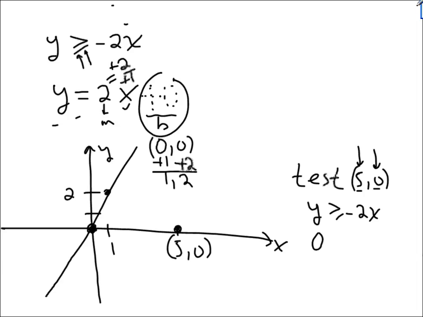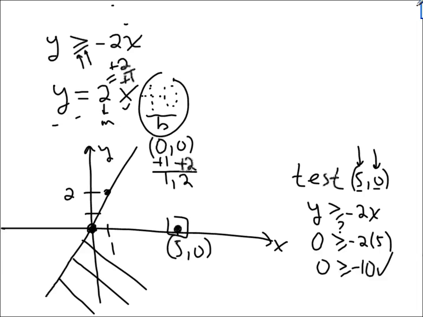Y is 0, greater than negative 2 times x. 0 is greater than negative 10. And yes, 0 is bigger than negative 10. So we include the region that contains 5, 0. That is, we shade this way. And that graph is done.